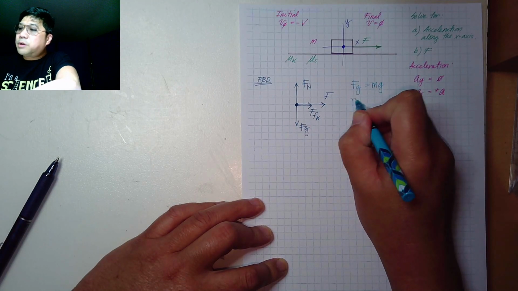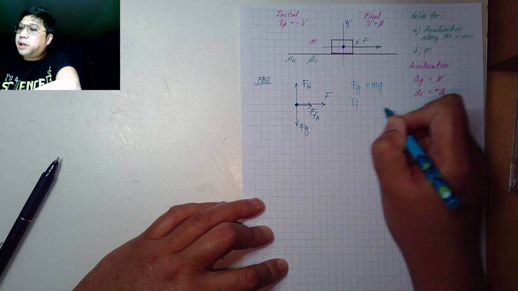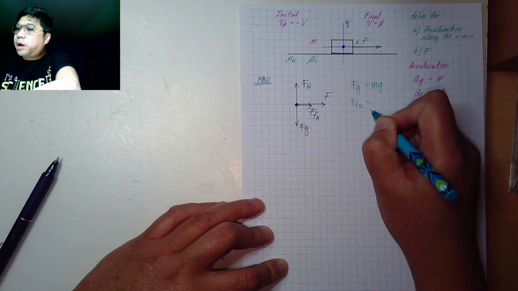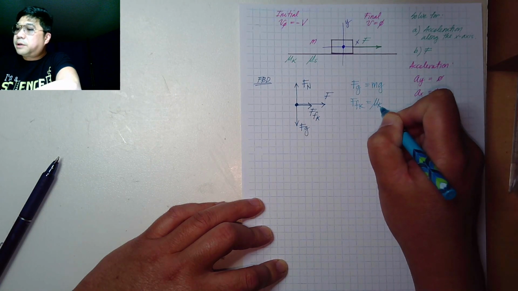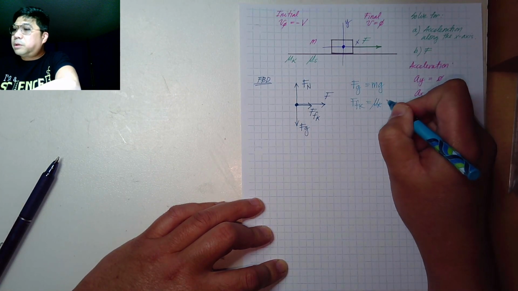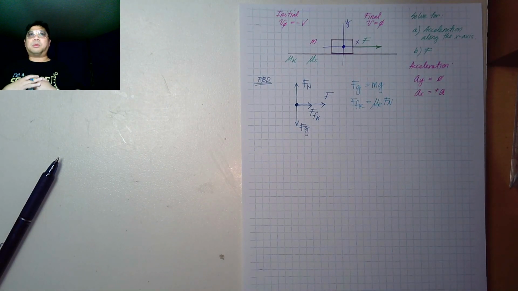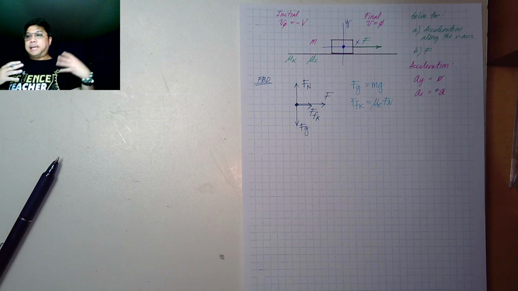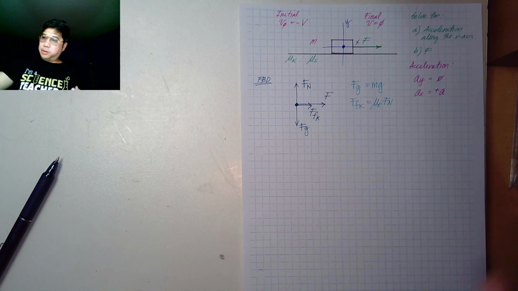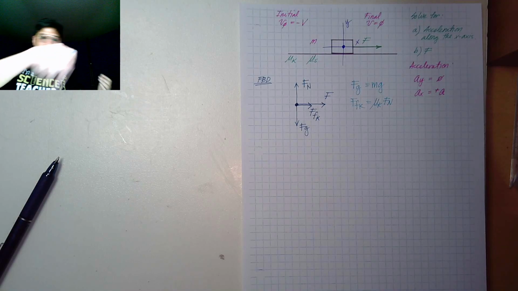And then we have our force of friction. This time it's kinetic, so we are using the coefficient of kinetic friction multiplied by the normal force Fn. Okay, so now we have everything set up over here.